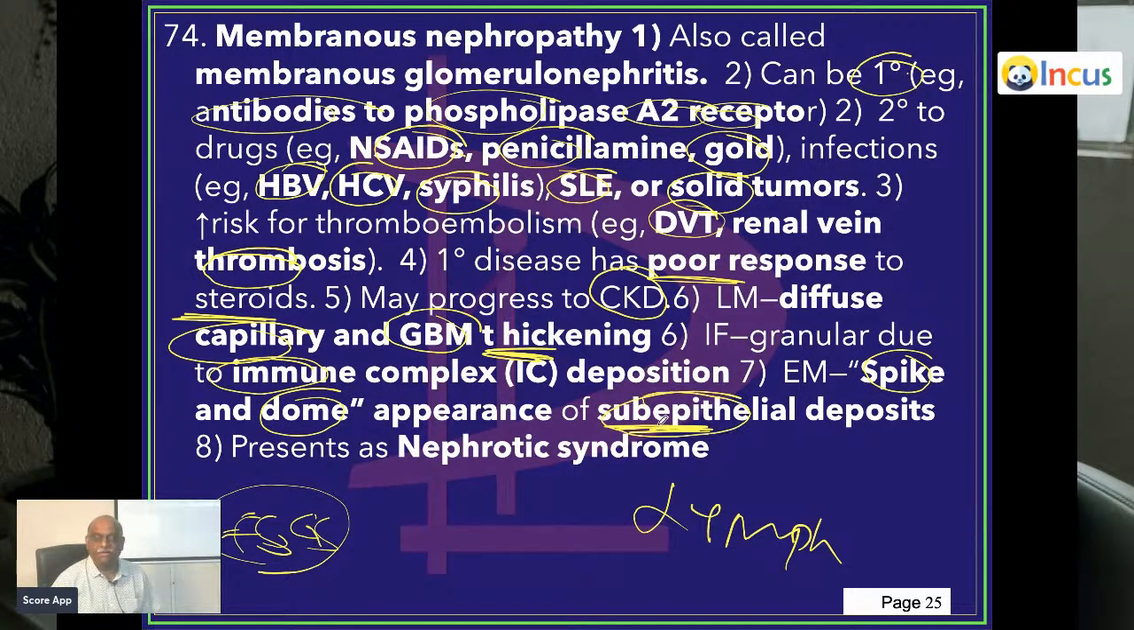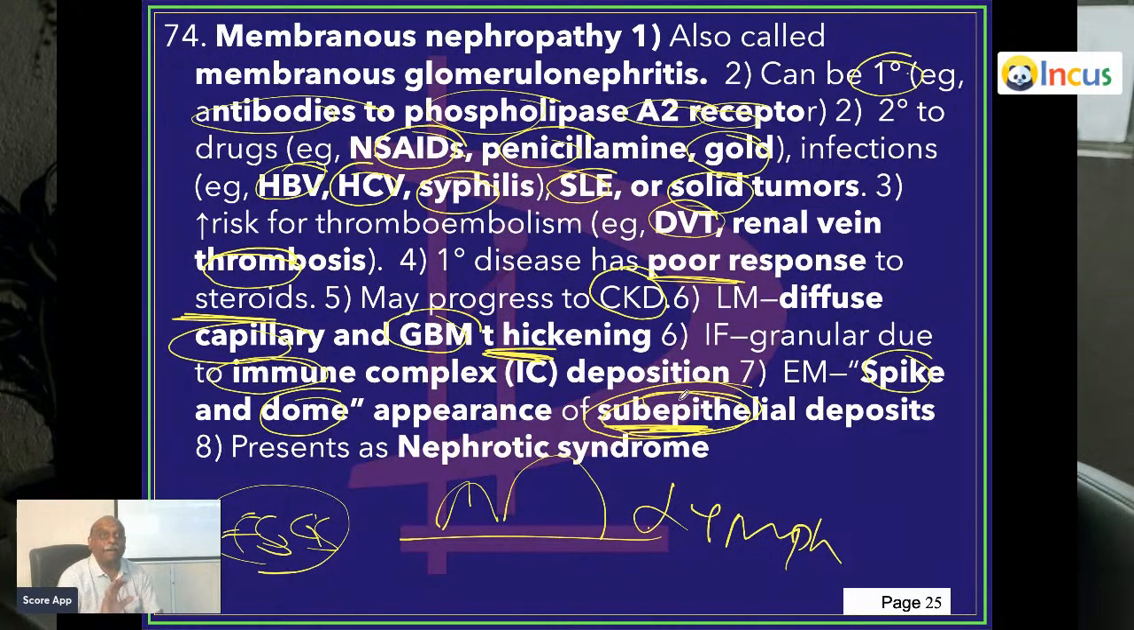What do you see, doctor? Spike and dome appearance. And what is this? Subepithelial. Once more, now summarize. Where do you find subendothelial deposits? Very good. Coffee? Huh? Huh? Oh. Thank you, bud. Huh?